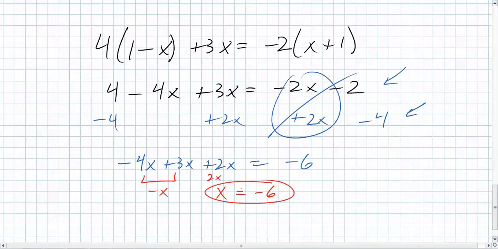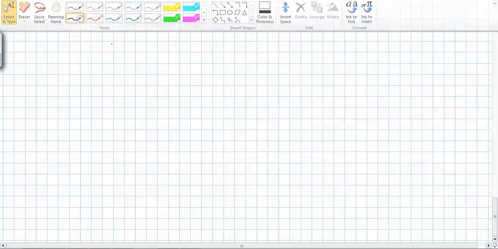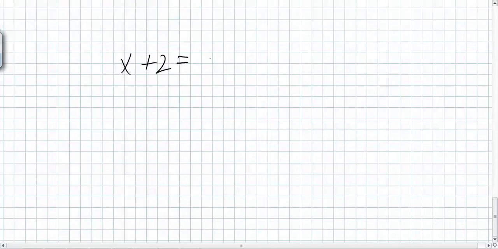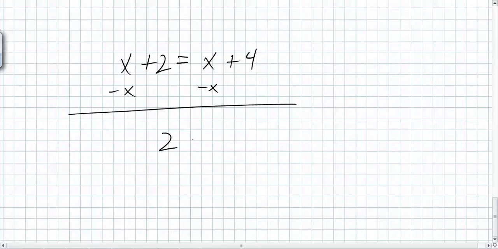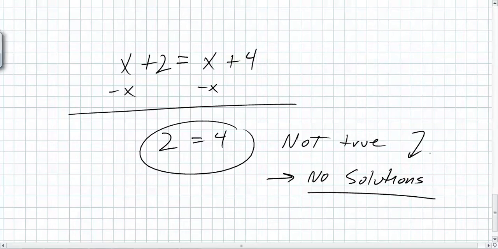So let's keep looking for one that has no solutions. How about this one? X plus 2 is equal to x plus 4. Now, you can look at that and say, well, that's obviously not true, but how do you prove it? Well, do something that keeps it true, which is subtracting x, and you end up with 2 is equal to 4. This is not true, so that means there are no solutions. So if you ever get to a statement that is not true, 2 equals 4, 7 equals 9, 2 equals 0, that means that there are no solutions.